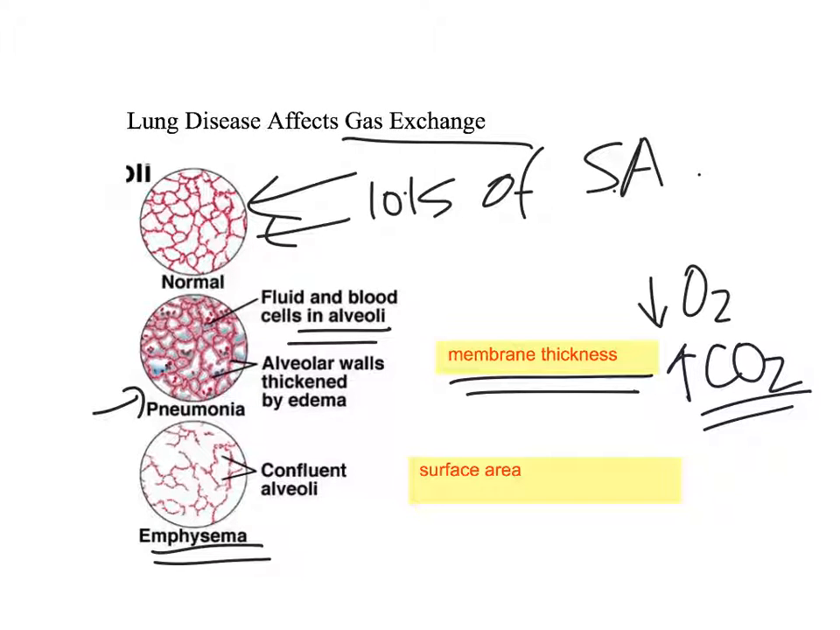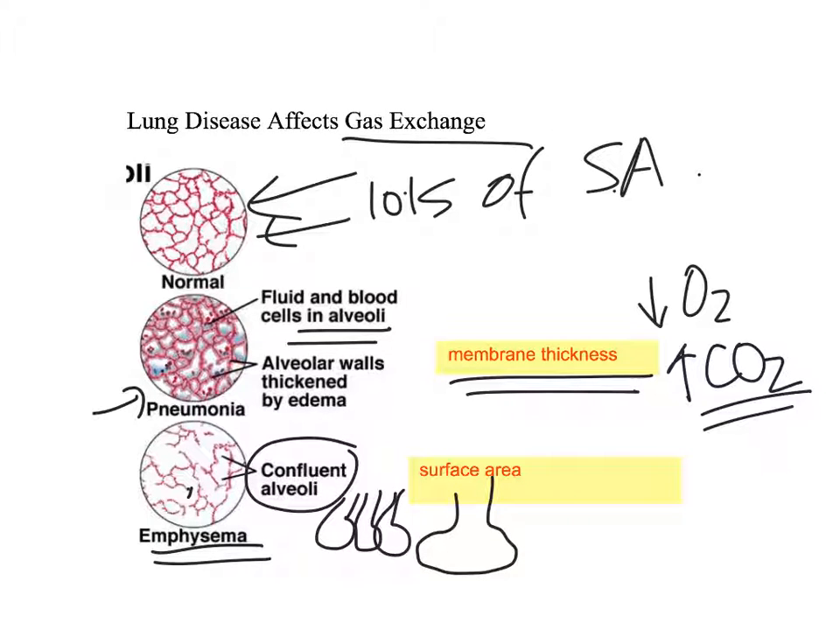Now emphysema. What happens with it is the alveoli, instead of being a whole bunch of little grapes, the cells break down, and they call them confluent alveoli. So you're losing surface area. That's going to reduce the amount of oxygen you can get into your blood, and it'll increase the amount of CO2 that stays in your blood.